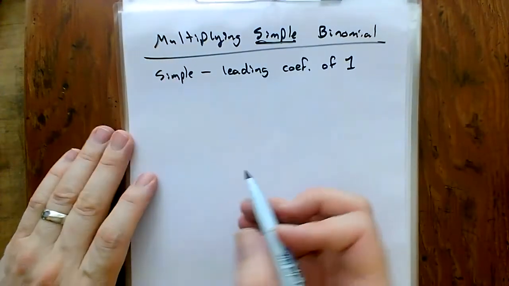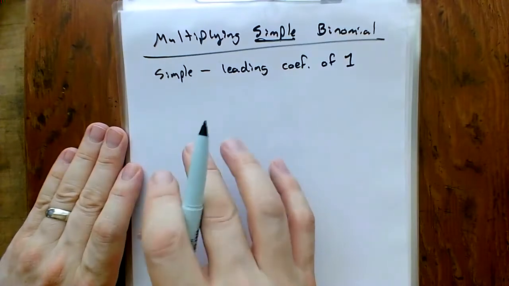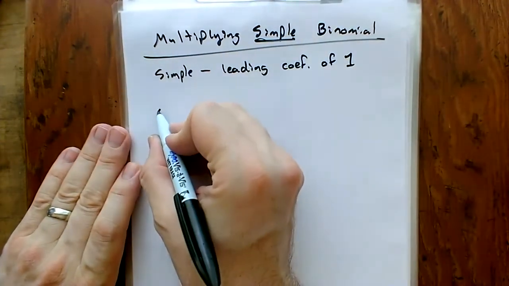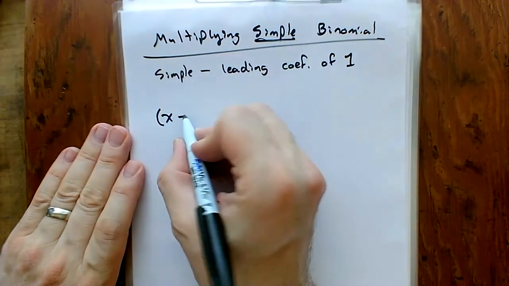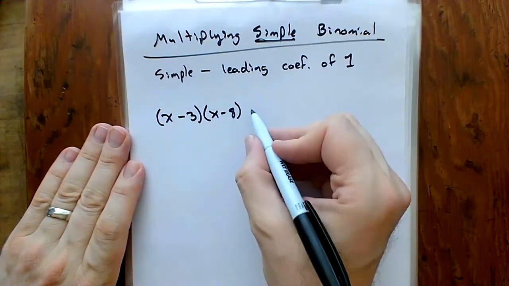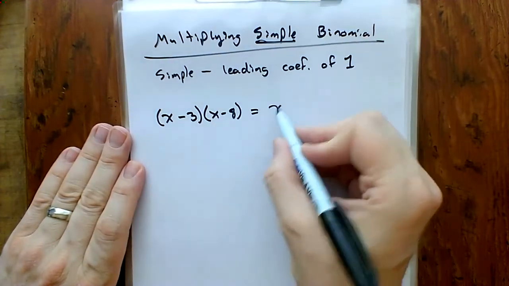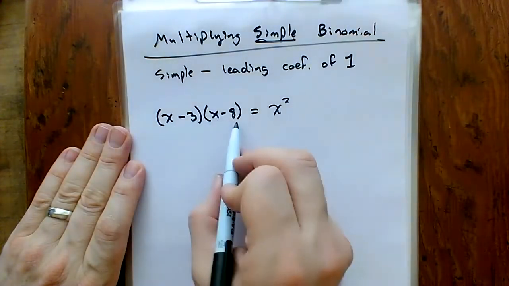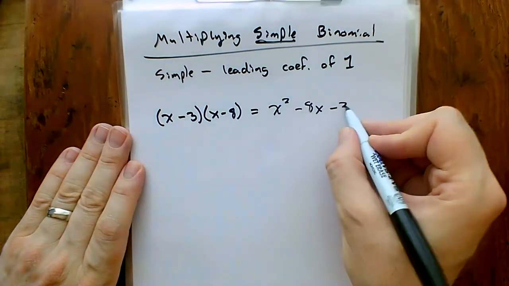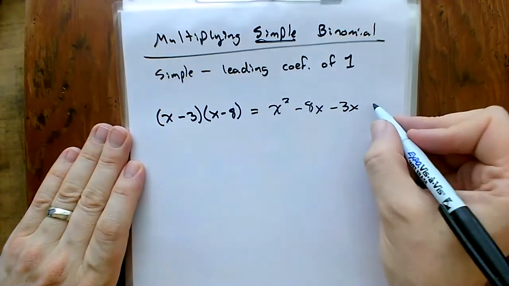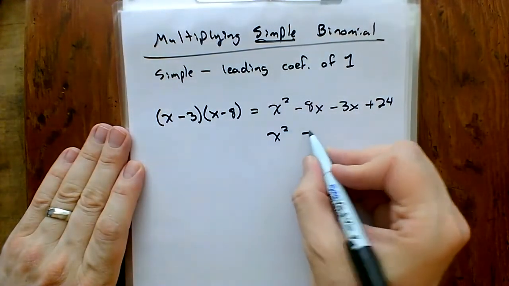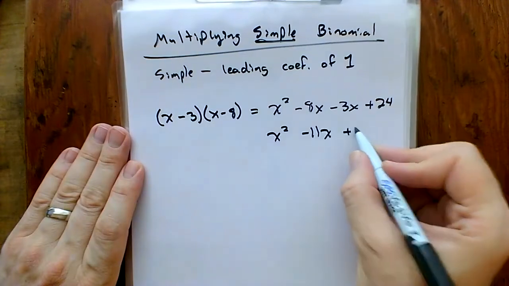Now, let's just run through a couple examples, and then I'm going to show you the speed trick. So with this, let's say we've got x minus 3 and x minus 8. So I'm going to FOIL this out. X times x is x squared. My outside term is going to be minus 8x. Inside is going to be minus 3x. Minus 3 times minus 8 is plus 24. So when I do this, I've got x squared minus 11x plus 24.